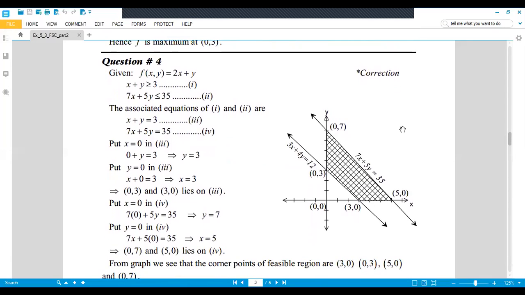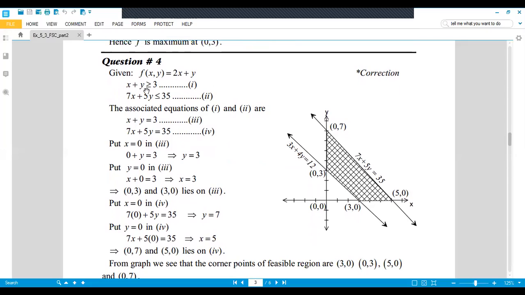Question number 4 is: minimize z equal to 2x plus y. That means the objective function is f(x, y) equal to 2x plus y. This is the function in which you have to find the minimum value over the given graph.